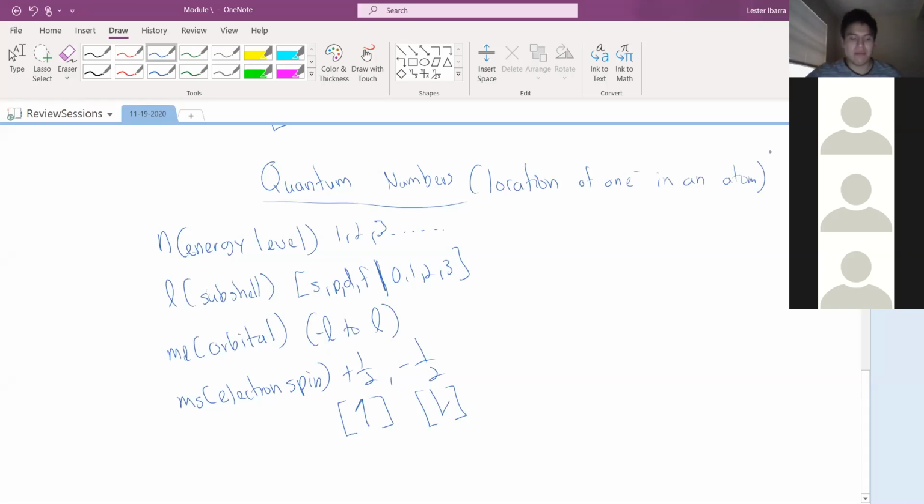So basically, think about your home address. It goes from country to state to city to then your street and stuff like that. It condenses down further and further as it goes. That's the same idea with quantum numbers.